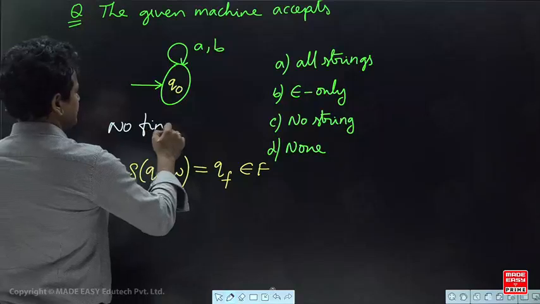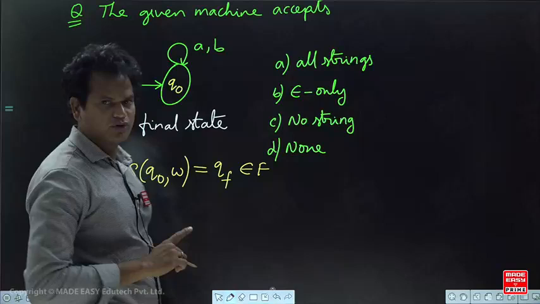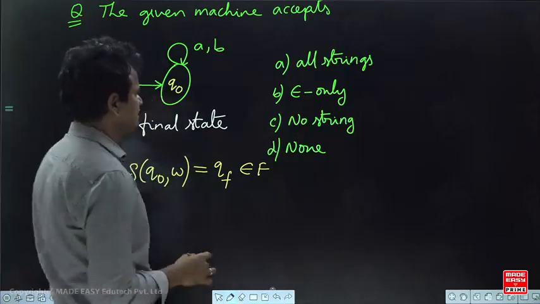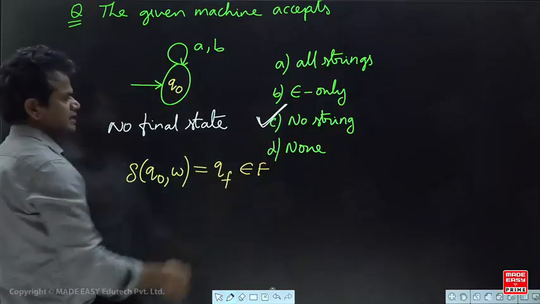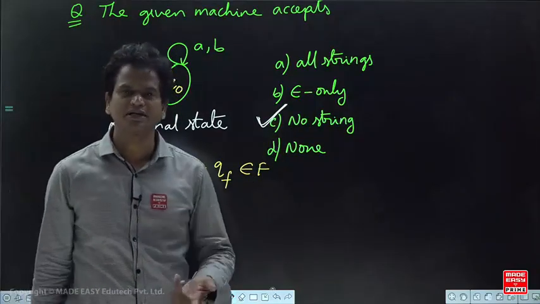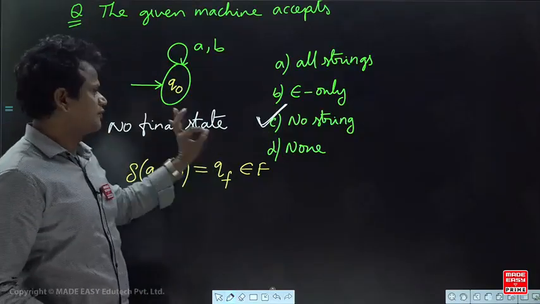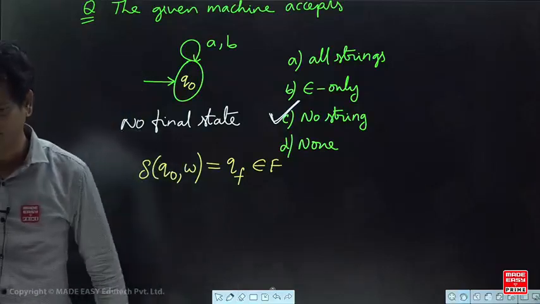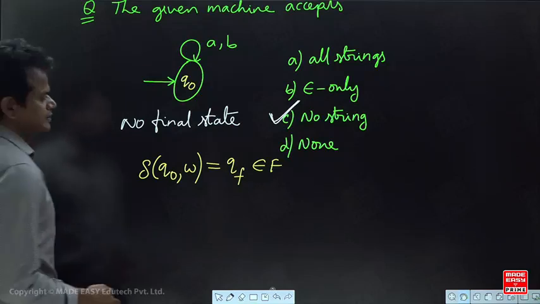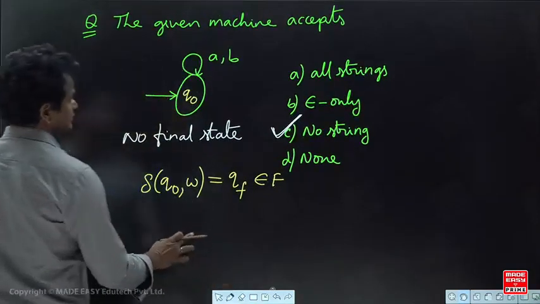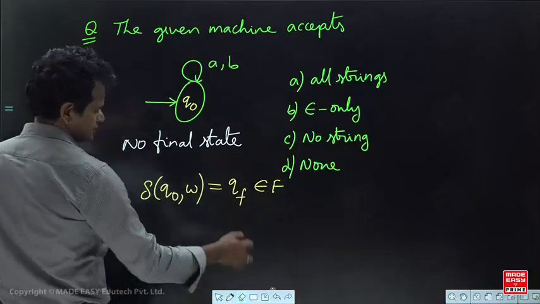In the given machine, when there is no final state, it cannot accept anything. Therefore, the machine accepts no string. Don't say none. None means when the options A, B, C are not correct, you can go for none. So here the machine doesn't accept anything because there is no final state. That is the reason it is no string. Okay, so take this question, we'll go to the next one. Your answer is no string.